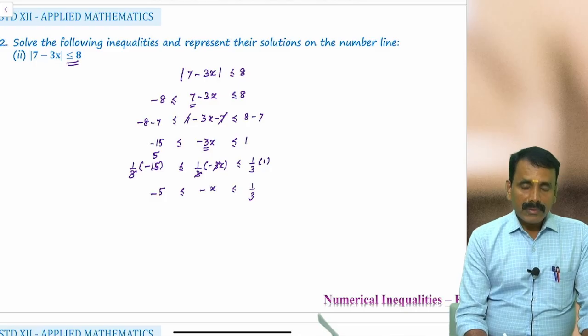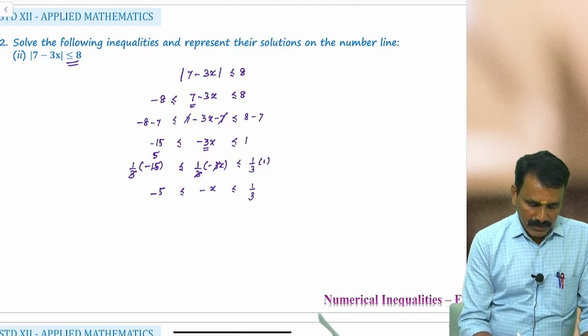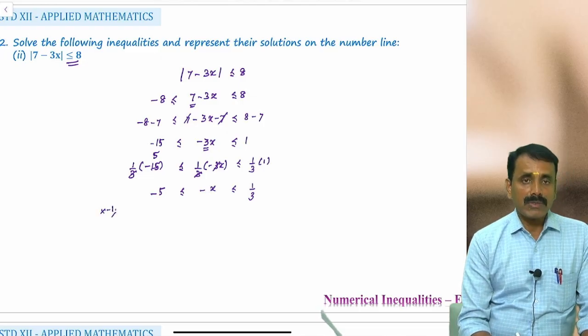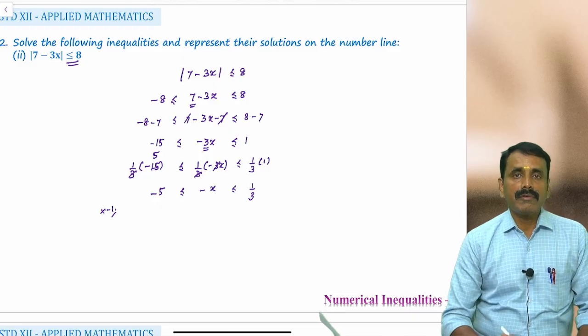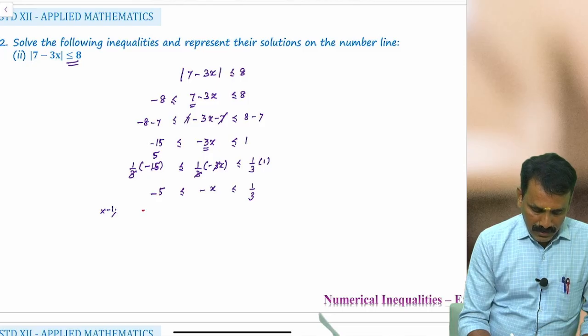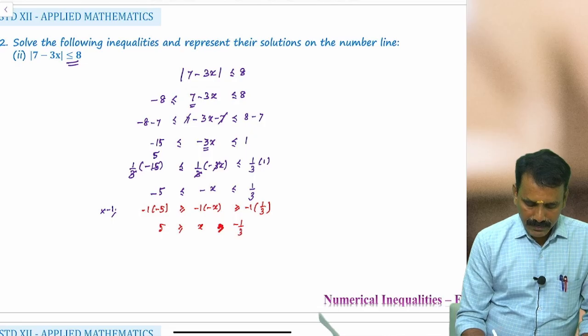Now we must remove that negative symbol which appears with x. So we multiply by minus 1 throughout. We have to be very careful when we multiply by negative symbol minus 1. Why? Whenever we multiply by negative symbol, the inequality is getting reversed. So minus 1 into minus 5 greater than or equal to minus 1 into minus x greater than or equal to minus 1 into 1 by 3. So it is 5 greater than or equal to x greater than or equal to minus 1 by 3.